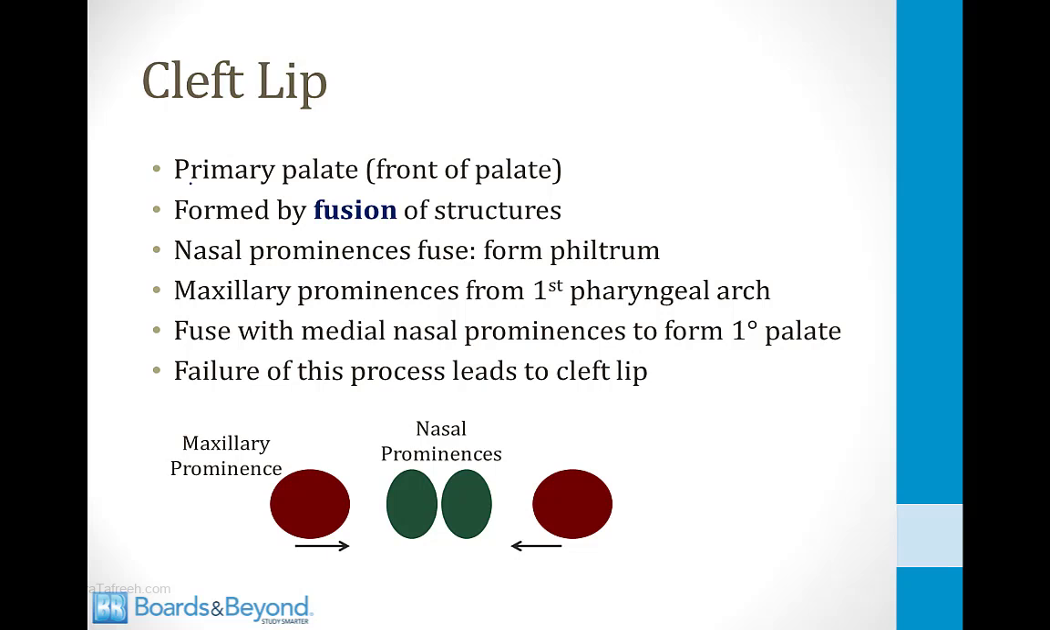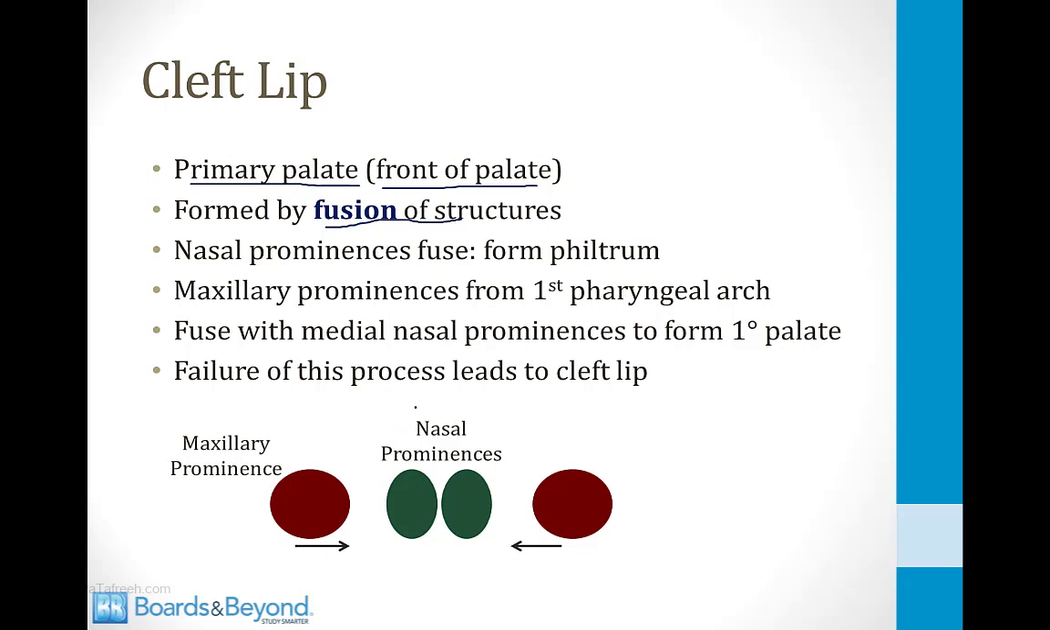Cleft lip is a problem of the primary palate. This is the front of the palate, and therefore it involves the front of the roof of the mouth and the upper lip, as you saw in that child on the last screen. This portion of the palate is formed by fusion of a number of structures. Let's look at my drawing at the bottom of the screen here.